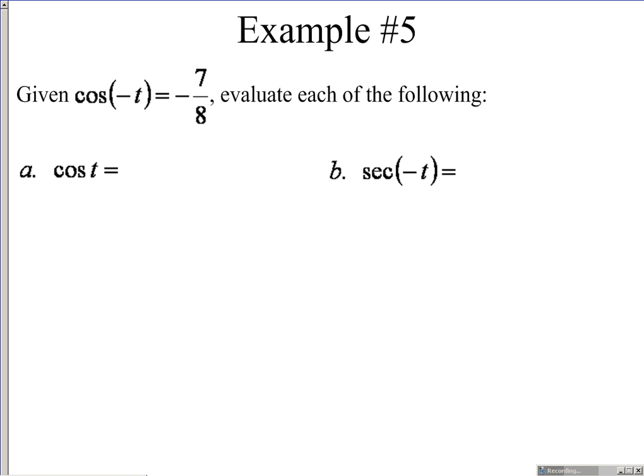Given that the cosine of negative t is negative 7/8, evaluate each of the following. So this is just using our identities now. Cosine is an even function, so it does not matter whether I find the cosine of t or the cosine of negative t, we're going to get the same value. So the cosine of t is also going to be negative 7/8. Secant is just the reciprocal of cosine, so secant of negative t is going to be the reciprocal of the cosine of negative t, so this is going to be negative 8/7.